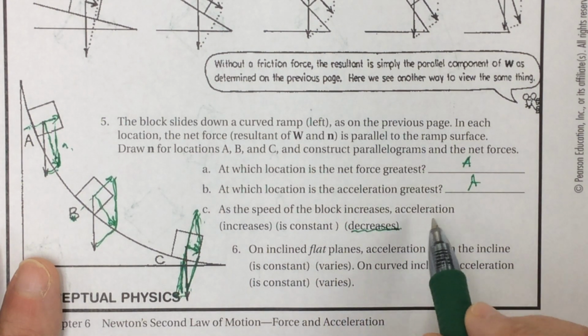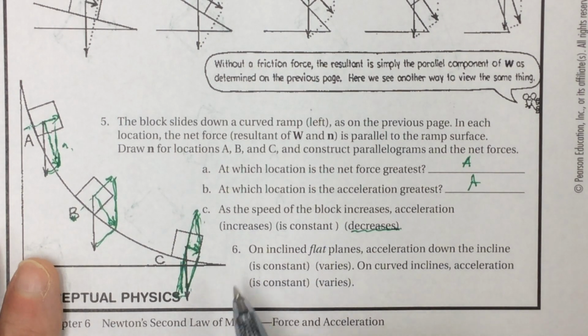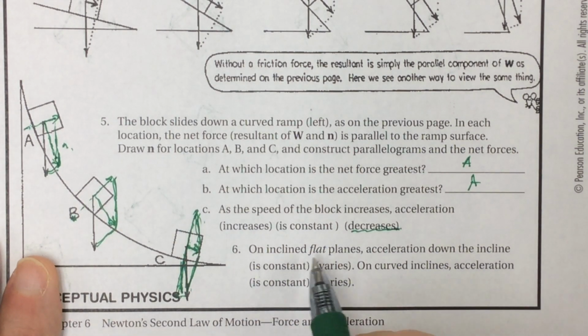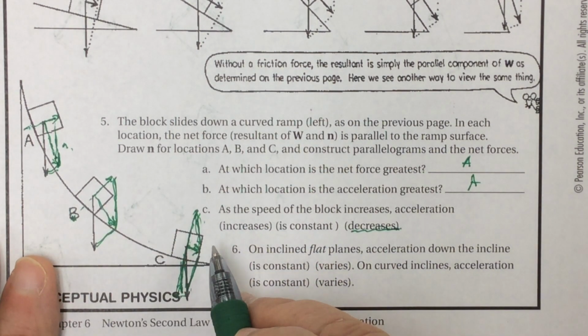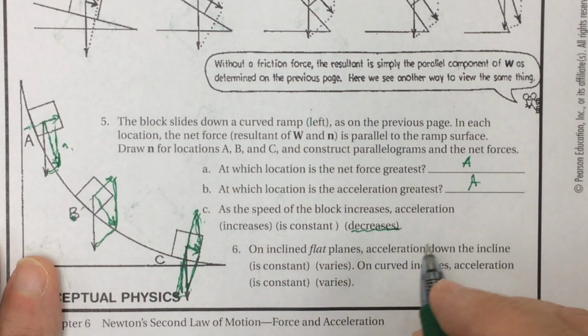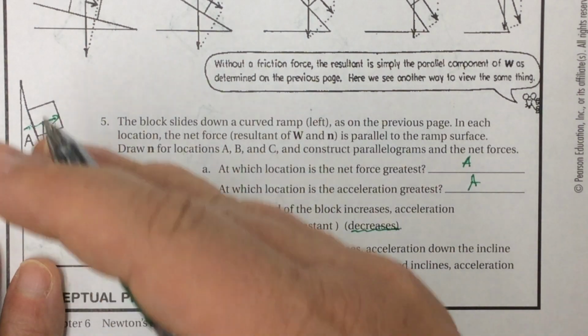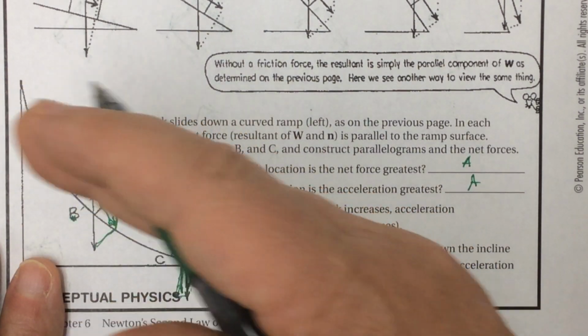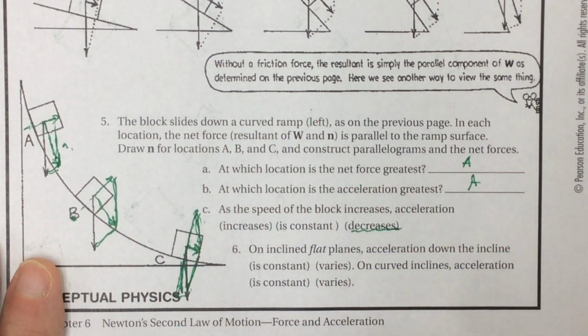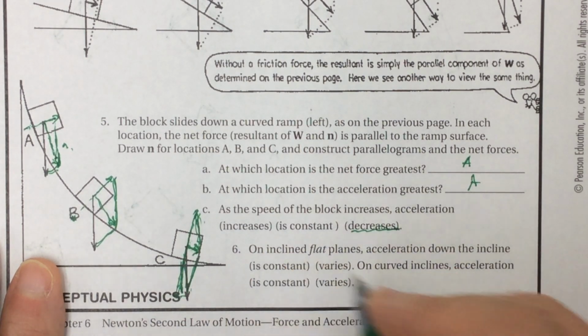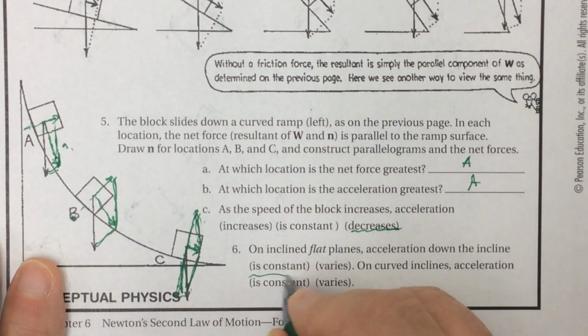I'm sure some of you were iffy on that one. And the last one, on inclined flat planes. So this is a curved plane. On an inclined flat plane, is acceleration down the incline constant or does it vary? Remember, at the Earth, is gravity constant? Yes. So acceleration down a certain pitch, whatever that steepness is, is going to be the same. It may not be 9, it may be 1 or 2 or something, but it'll always be the same all the way down, so it's constant.